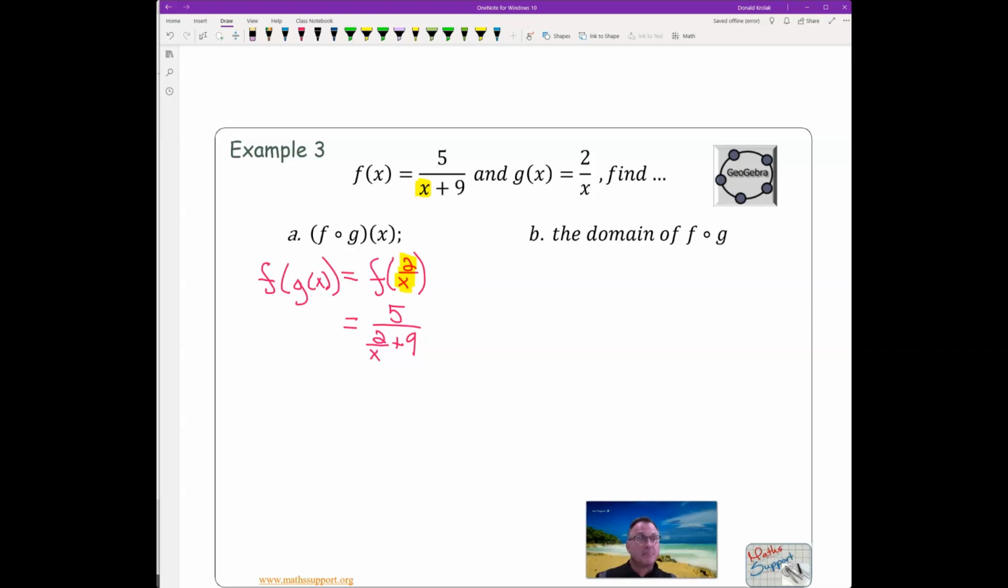Well, if I multiply the bottom of the fraction by x, I have to do the same thing to the top. And I'm just doing this so we've got a little bit more friendly expression or equation to work with. So my numerator would be 5x, and when I distribute this through, I would have 2 plus 9x, and that's my composition.